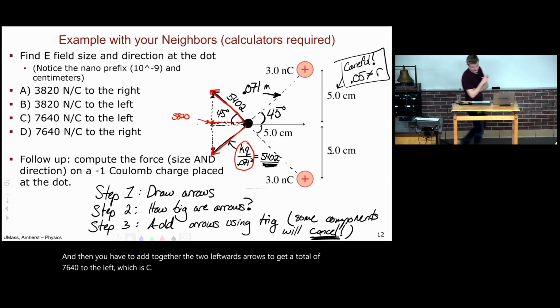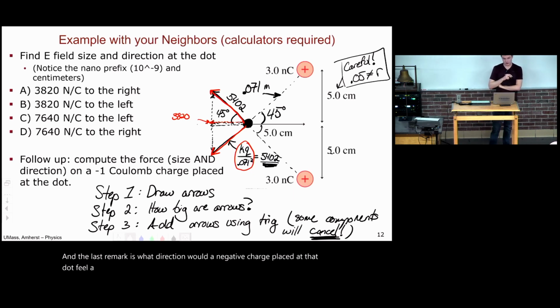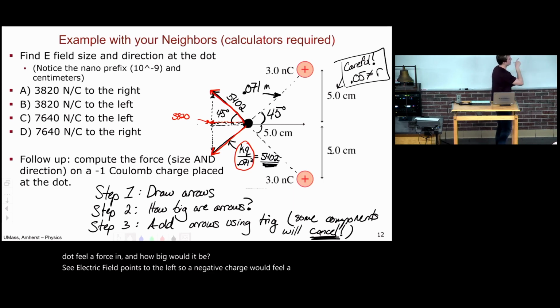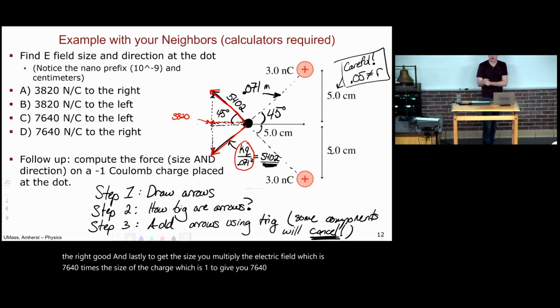And the last remark is, what direction would a negative charge placed at that dot feel a force in, and how big would it be? So the electric field points to the left, so a negative charge would feel a force to the right. Good. And lastly, to get the size, you multiply the electric field, which is 7640, times the size of the charge, which is 1, to give you 7640 newtons to the right for that follow-up question.